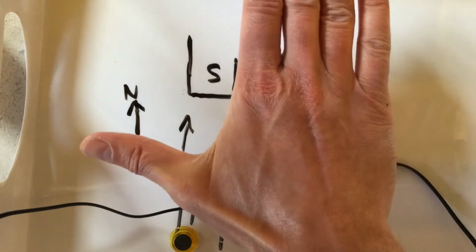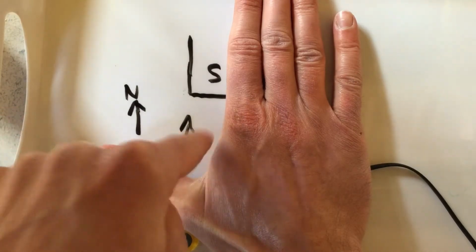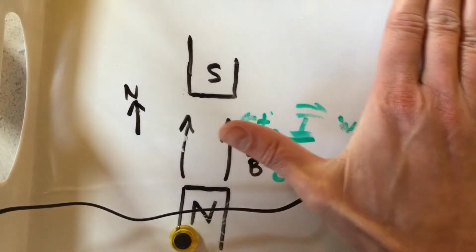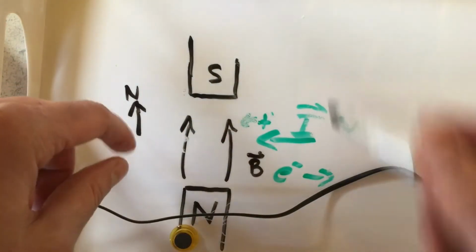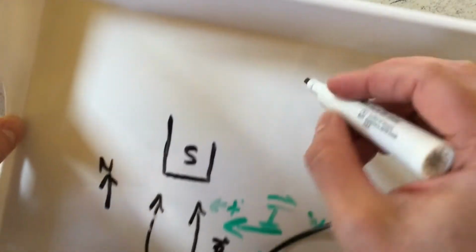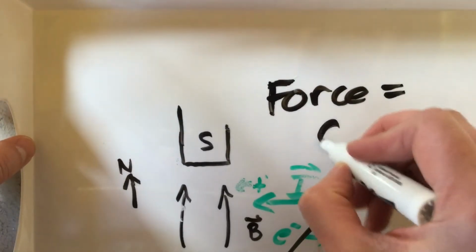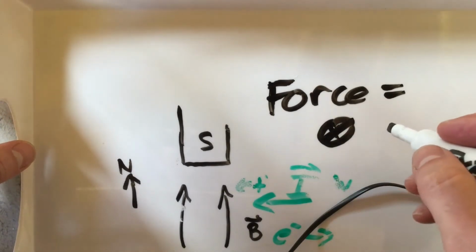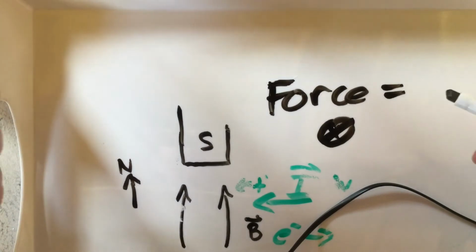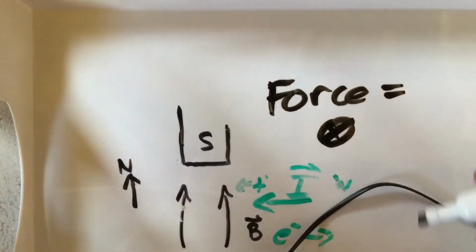Okay, your thumb down, fingers up. Your palm is facing into the page. So you can see that, right? My thumb is that way, fingers are up, my palm is into the page. And so the force is into the page. That's the big circle with an X in it. That's the force. How do we know that? It's because of where our palm faced. We put our hand down and our palm faces down.